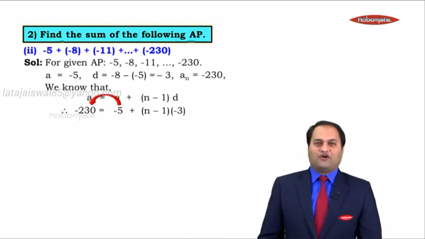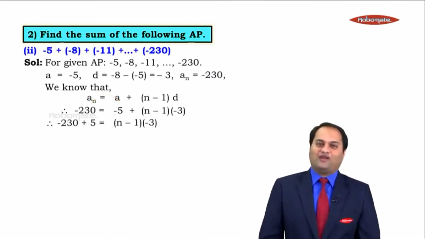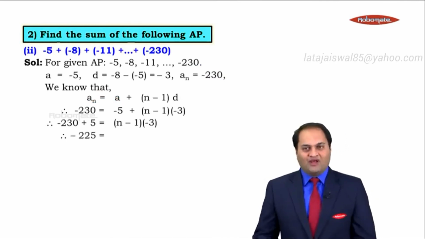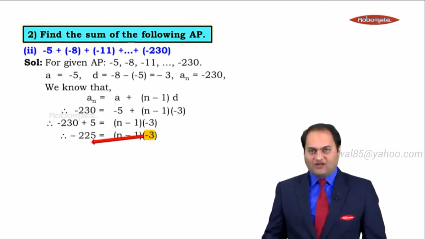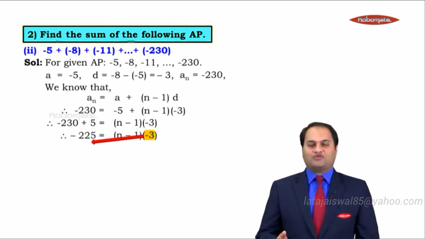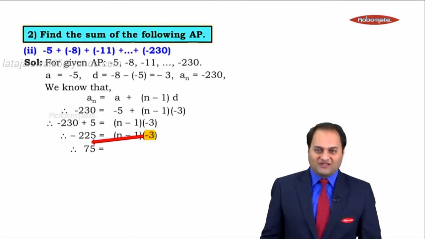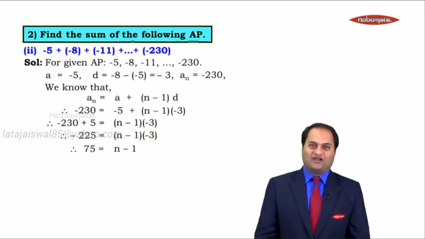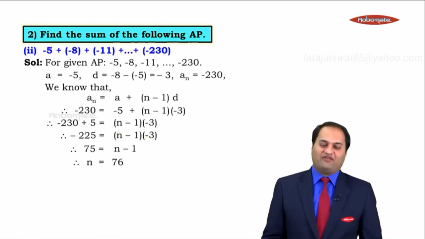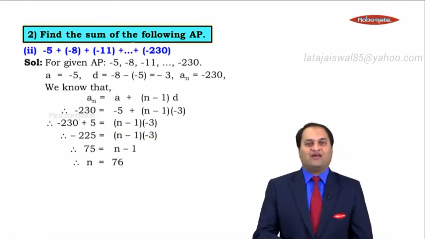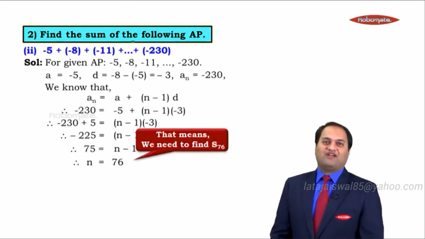Let's solve this. Minus 5 goes to the other side, becomes plus 5. You get minus 230 plus 5 is equal to N minus 1 into minus 3. You get minus 225 is equal to N minus 1 into minus 3. Now minus 3 goes to the denominator. You get minus 225 upon minus 3, which is 75, because minus into minus is plus, is equal to N minus 1. Take 1 to the other side. You get N is equal to 75 plus 1, which is 76. So we get the value of N thanks to the formula of AN. So what we need to do is we need to find S76.